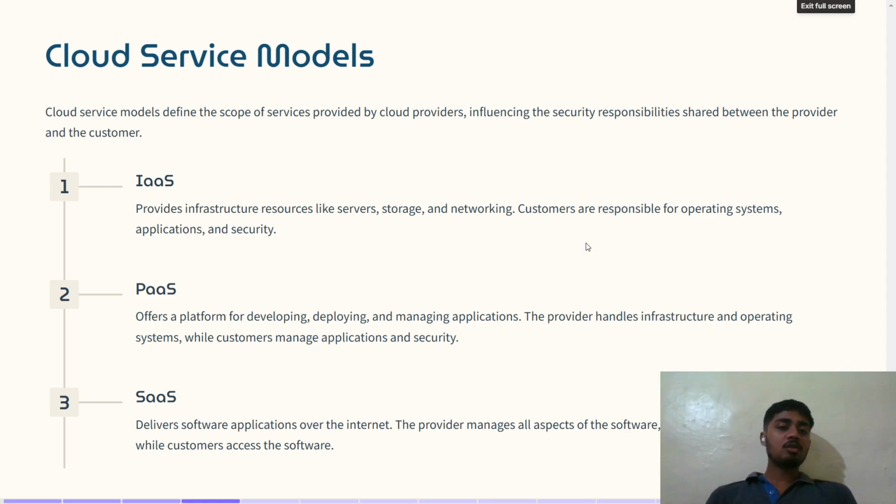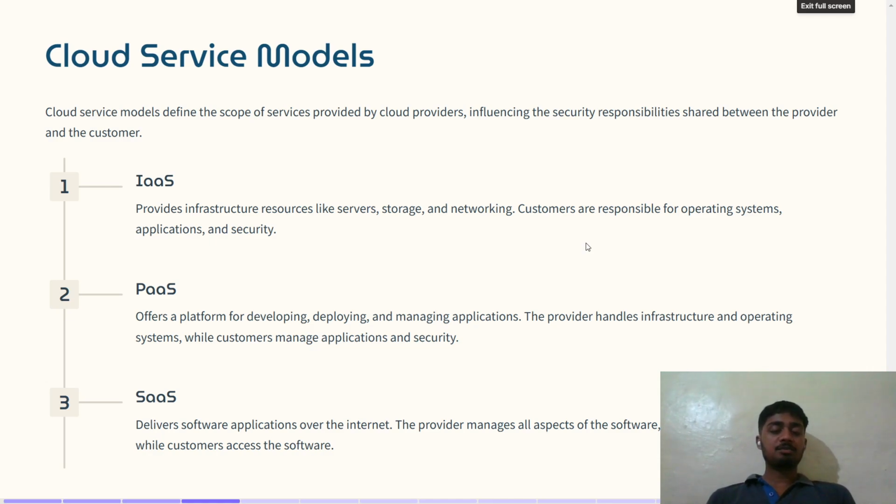Now coming towards cloud service models. Cloud providers offer different scopes of services, influencing the security responsibilities shared between the provider and the customers. The first one is IaaS, that is infrastructure as a service. It provides infrastructure resources like servers, storage, and networking. Customers are responsible for operating systems, applications, and security.